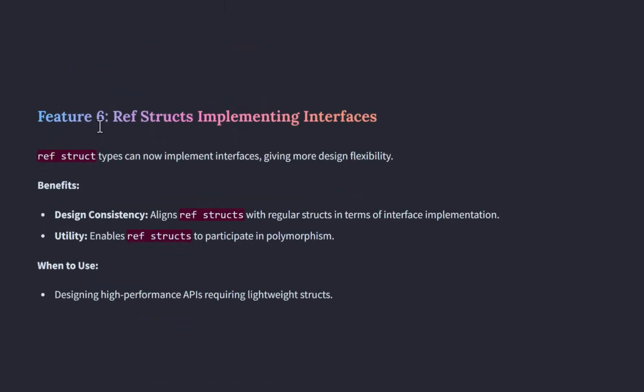Let's move to feature number 6, what we call ref struct implementing interfaces. Ref struct types couldn't implement interfaces, limiting their usability in situations where abstraction was needed. The advantage here is that it enables ref struct types to adhere to the contract defined by an interface, expanding the design possibilities for high-performance data structures. When to use it? In performance-critical applications where abstraction and contract enforcement are needed.